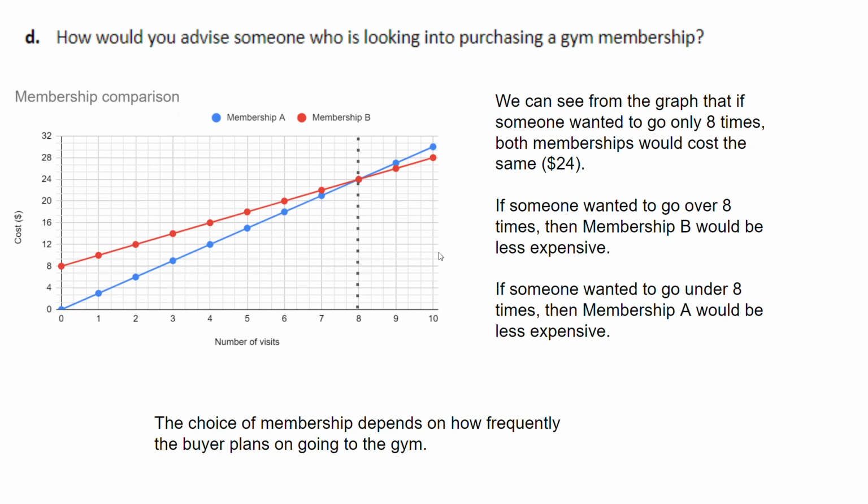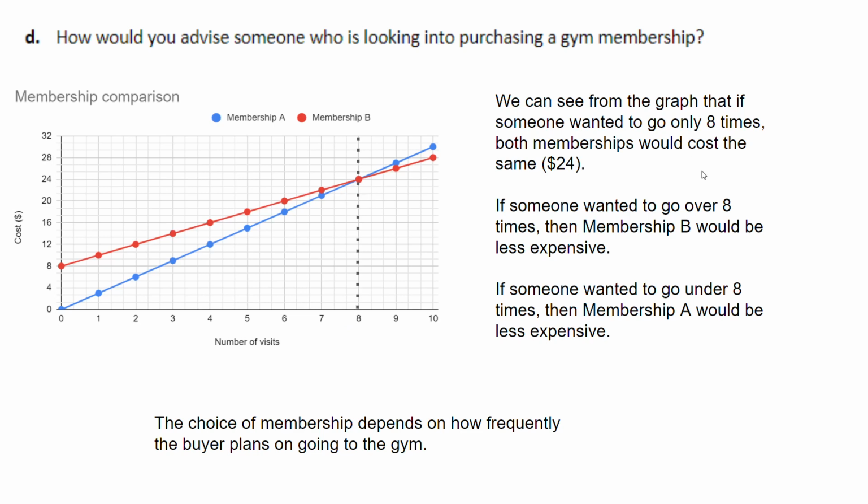Now, how would we advise someone who's looking into purchasing this gym membership? Well, we can see from the graph that if someone wanted to go only 8 times, then both memberships would cost the same, which is $24. So if someone was only planning on going 8 times, it wouldn't make a difference which membership they picked, because in the end, once they reached their 8 desired visits, they would have paid the same amount of money.